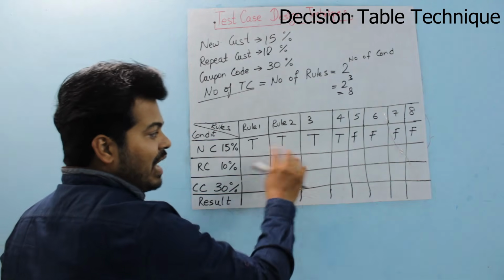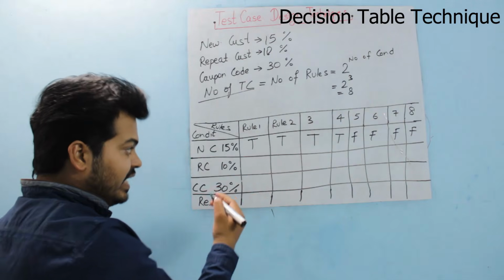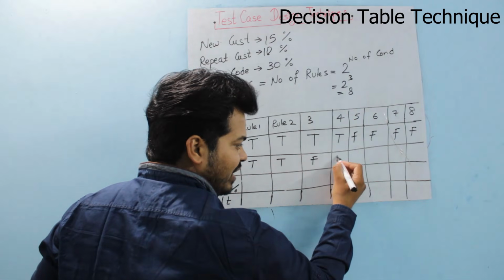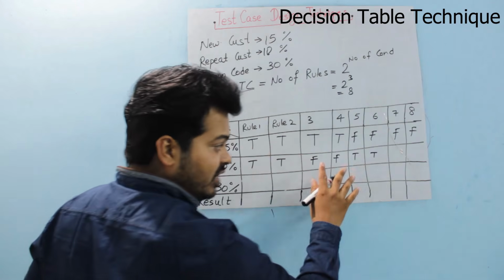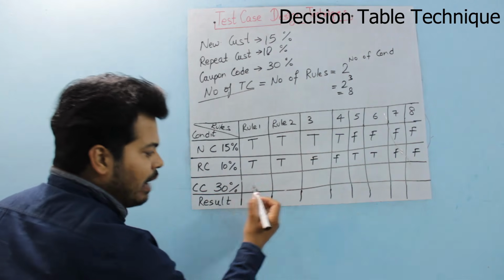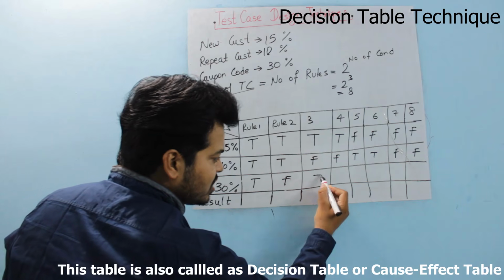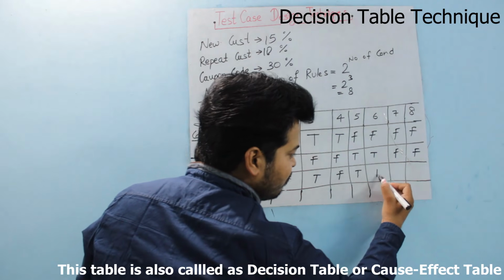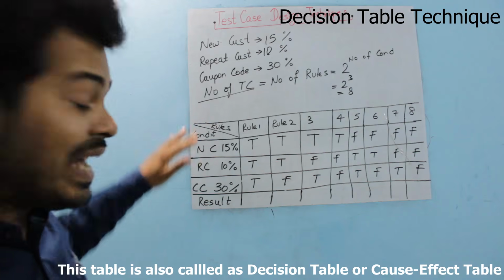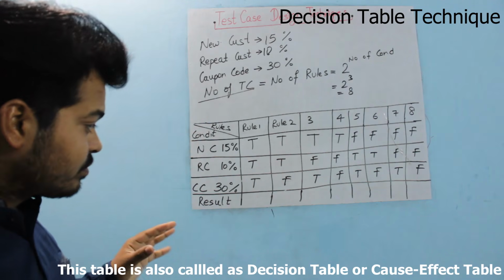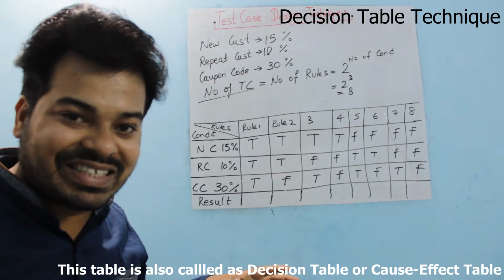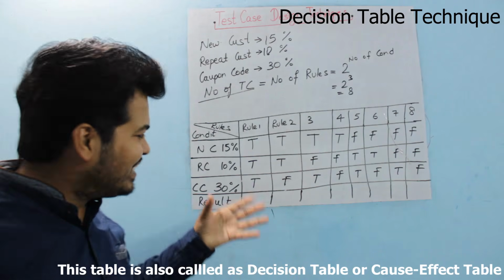So in my first column I have written 4 true and 4 false. In the next I will write true for the first 2, then false for the next 2, then true for the first 2, and then false for the next 2. For the last column, I am going to write true, false, true, false, true, false, true, and false. This is how you combine your rules and conditions. Now each rule is forming a test case. How will you write the test case here?